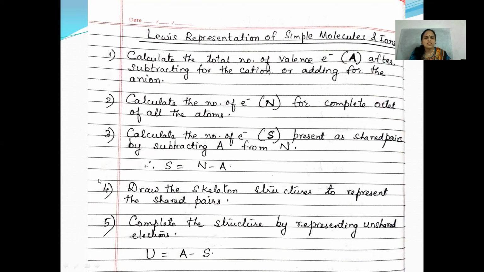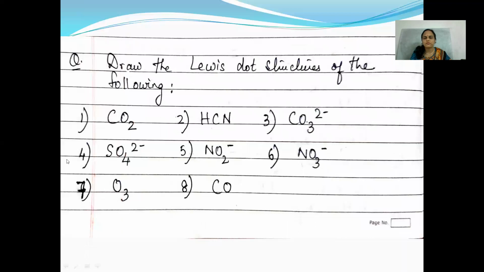The fourth rule is to draw the skeletal structure to represent the shared pairs. And the last rule, complete the structure by representing unshared electrons. That means you calculate the value of U, where U equals A minus S. So following these rules, we can draw the Lewis representation of simple molecules and ions. I'll show one or two examples to you.